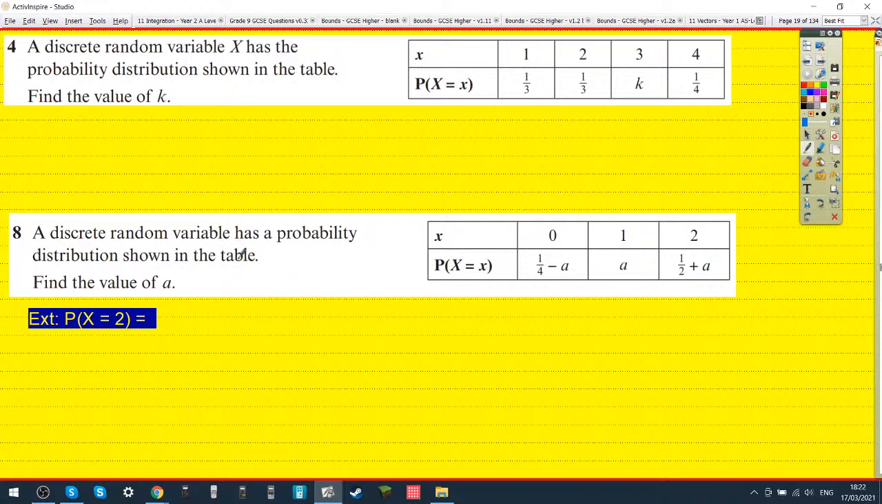The only thing I can think of is a quarter. What did you say these would add up to? 1. Okay. So the fact that it mentions that it's a discrete random variable doesn't help. Nope. Okay. So 1/12. And so k is equal to a 12th.